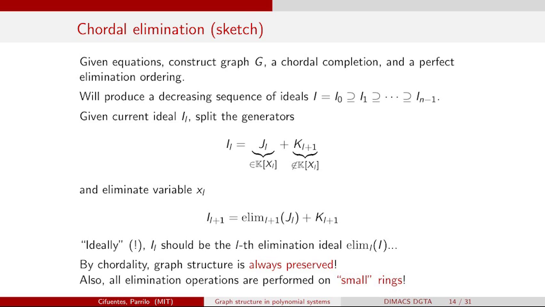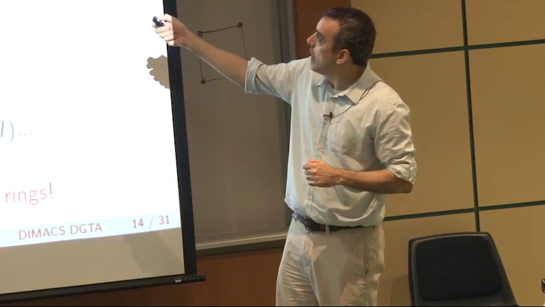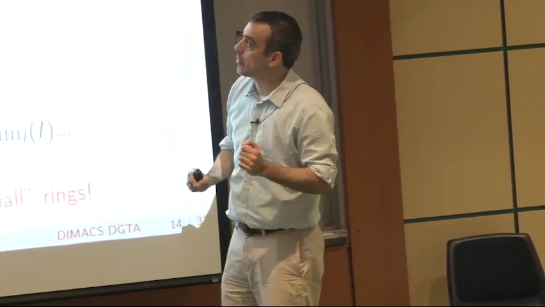I'm going to have my equations. I'll show an example in just a second. But again, what am I going to do? Remember, I start with my equations. From my equations, I will construct a graph. From the graph, I'm going to construct a chordal completion. And for the chordal completion, I'm going to get a perfect elimination ordering. And I'm going to use that ordering throughout my algorithm.